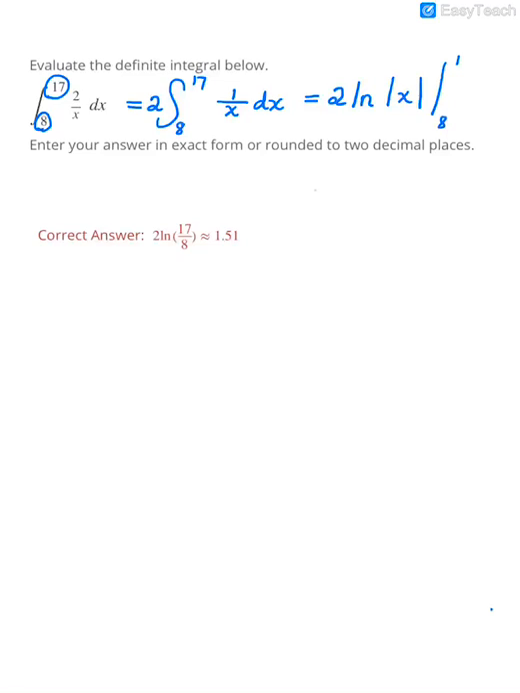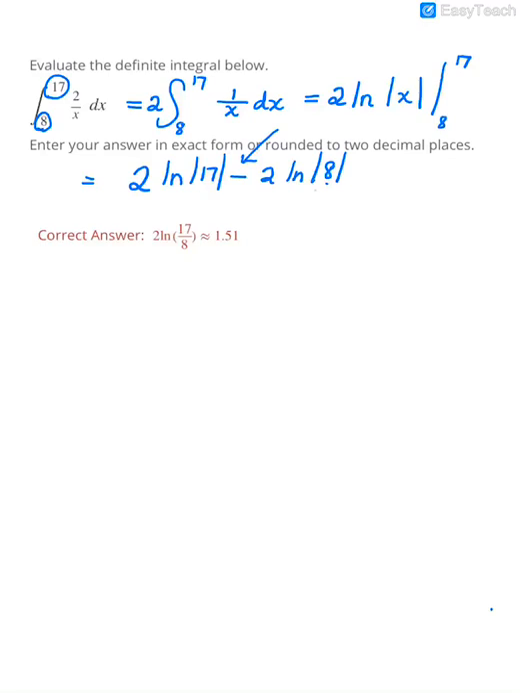And so when we plug in those values, come down here, we're going to plug in the 17 first. You get the natural log of the absolute value of 17. And then we say minus, and then we have a 2 times the natural log of the absolute value of 8. And so, of course, the absolute value of 17 would be 17, and the absolute value of 8 would be 8.